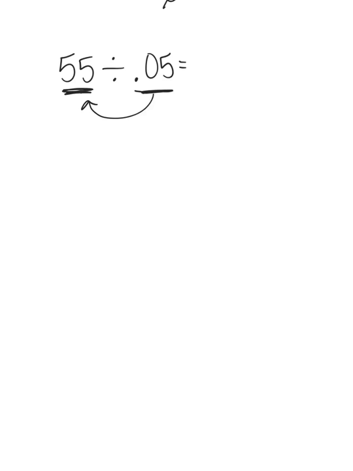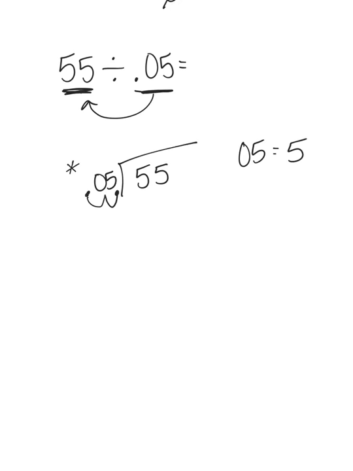My dividend, which is what's being divided up, goes inside your division problem. So 55 divided by 5 hundredths. Well, this time my decimal is on the outside, so the very first thing that I want to do is to make that a whole number by moving it over twice. Okay, so instead of 5 hundredths, I now have moved my decimal over to the end. So it's the same thing as saying 0.5 or 5. Okay, so 5 is now my divisor.